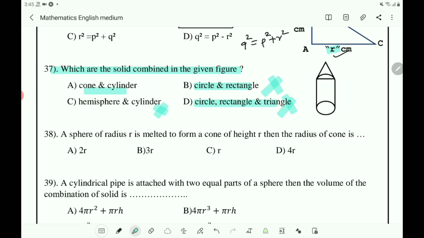Here which is the suitable answer? Cone and the cylinder. Option A. You can take option A. Here the upper portion is the cone and the lower portion is the cylinder. This way you can consider option A is the answer. Note down option A, cone and cylinder.